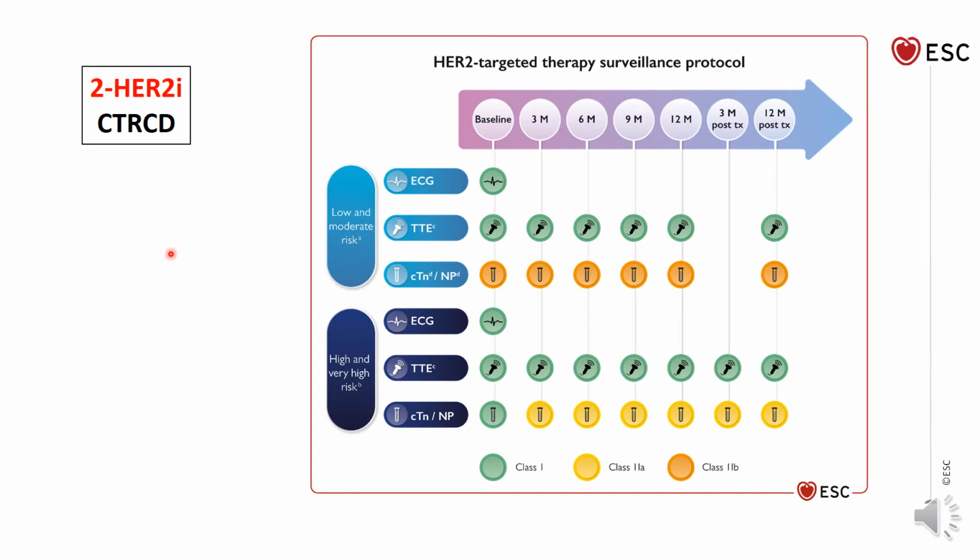The second agent is the human epidermal growth factor receptor 2 antagonist, HER2 antagonist, which is used in breast cancer. The most common side effect is also chemotherapy-related cardiac dysfunction and heart failure. Again, the surveillance with biomarkers and echo depends on the baseline risk assessment. If we have a patient at high risk or very high risk, the surveillance will be on each cycle or every 3 months, as mentioned here. This interval becomes wider in a low or moderate risk patient.